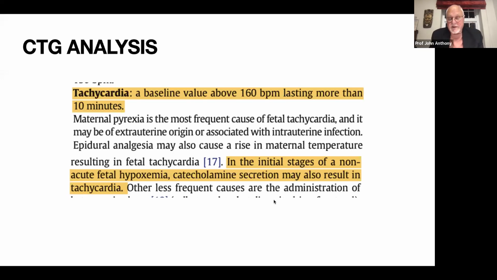But the small print that I want you to be aware of is that in the initial stages of non-acute fetal hypoxemia, catecholamine secretion may also result in tachycardia. So where you see a tachycardia during labor, you cannot simply write it off. You need to consider that tachycardia and make sure that you're not dealing with a baby that has become hypoxic already.